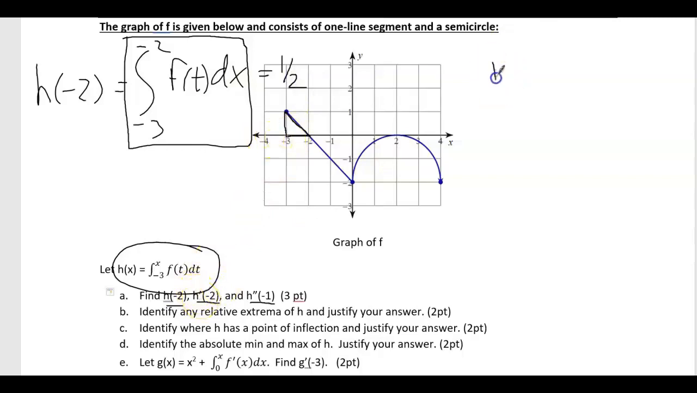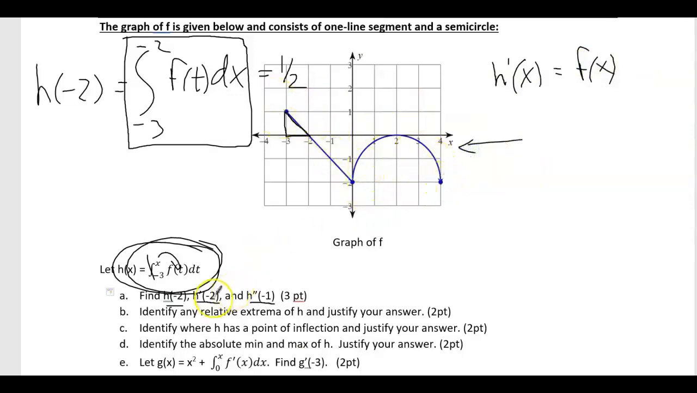Next part is h prime of -2. For this, we can apply the second fundamental theorem of calculus. When you take the derivative of an integral function, the integral cancels out and the x drops in. So h prime of x, I'm sorry, I should say h prime of x, let me fix that, is equal to f of x. In other words, h prime is this graph over here. It's not the area under the graph, it's the blue line itself, the graph itself.